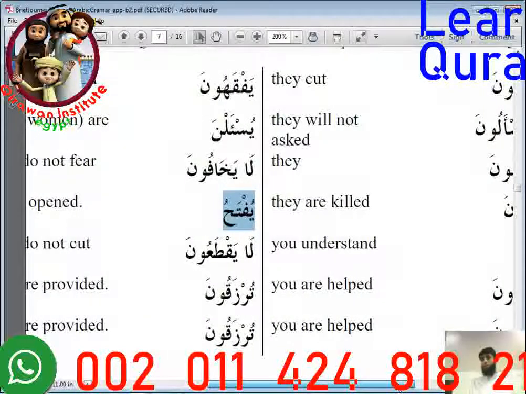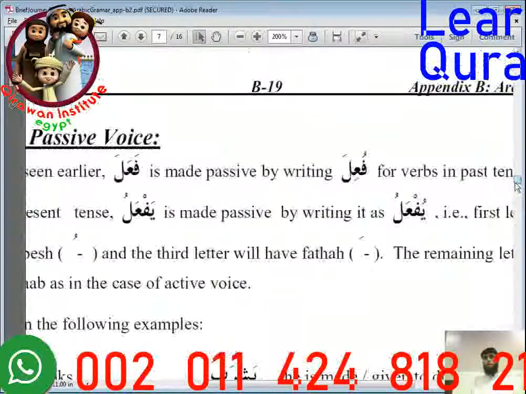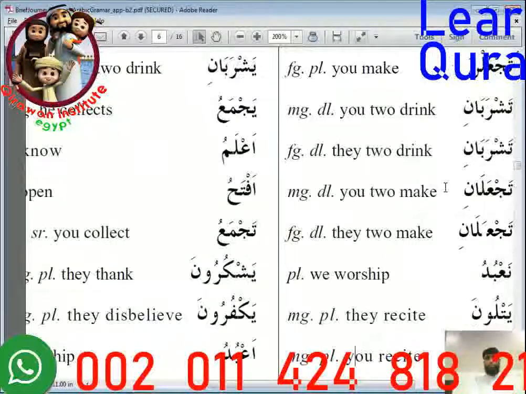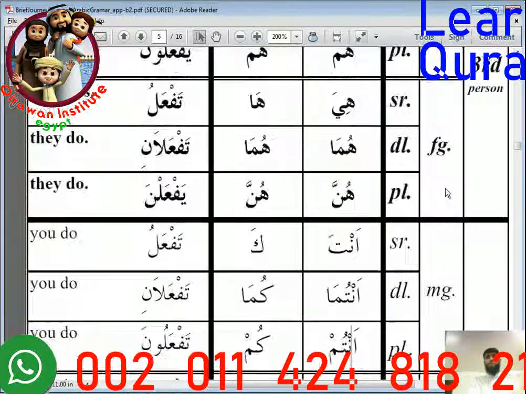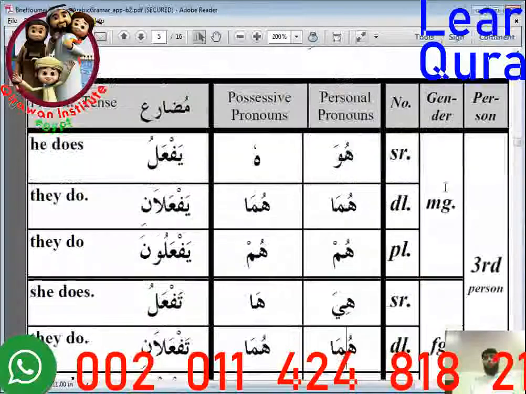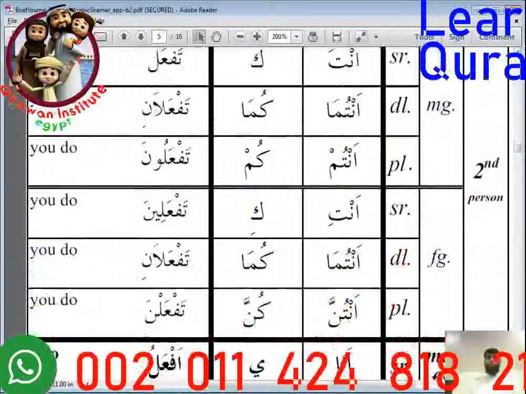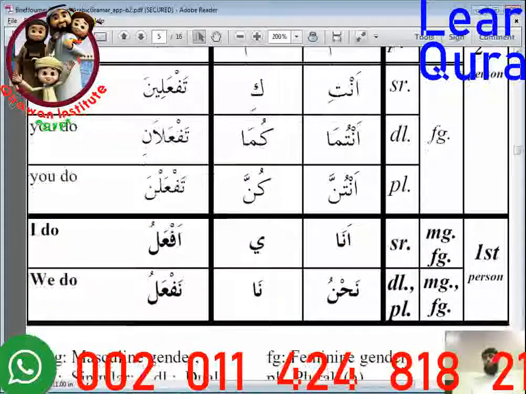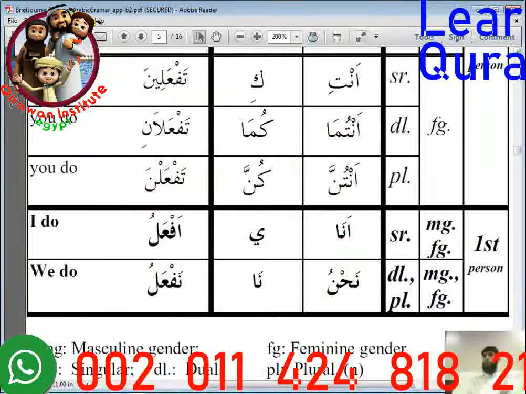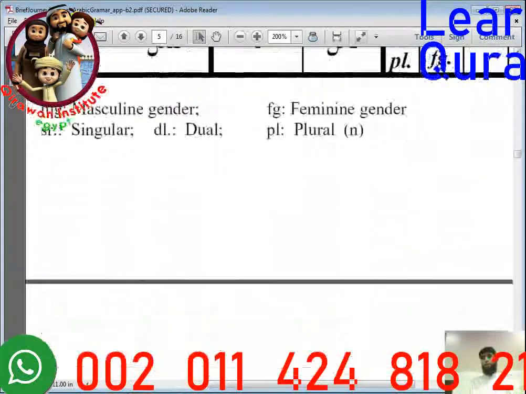Sorry, yes, starting with the dhamma is the passive form. Because you saw that in the chart, it was always fatha. Right, so if you look at this chart, the additions were yaf, yaf, yaf, taf, taf, taf, right? And then there might be different forms that inshallah we'll see later on that would have slight differences, but this is how it would be in general.